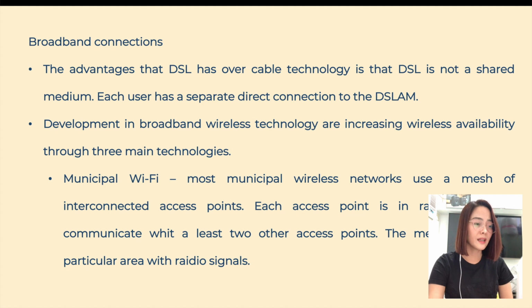Broadband connections. The advantage that DSL has over cable technology is that DSL is not a shared medium. Each user has a separate direct connection to the DSLAM. Developments in broadband wireless technology are increasing wireless availability through three main technologies. Municipal Wi-Fi. Most municipal wireless networks use a mesh of interconnected access points. Each access point is in range and can communicate with at least two other access points. The mesh blankets a particular area with radio signals.